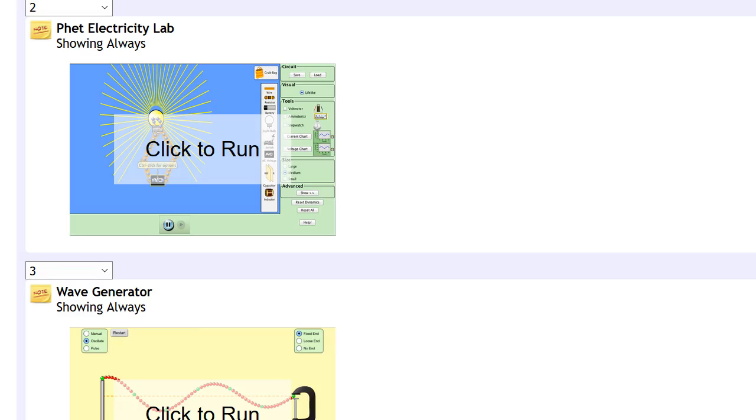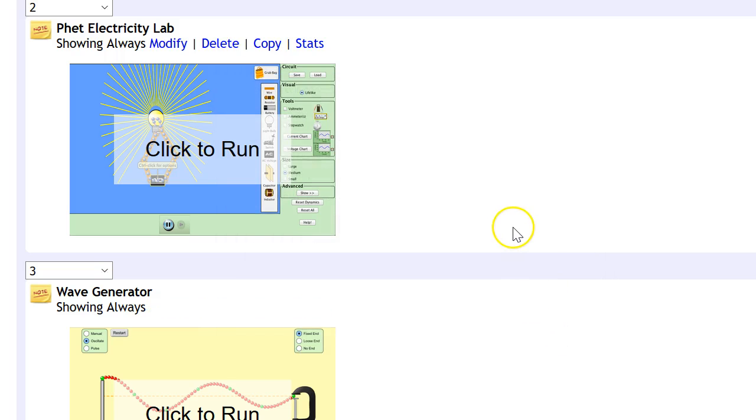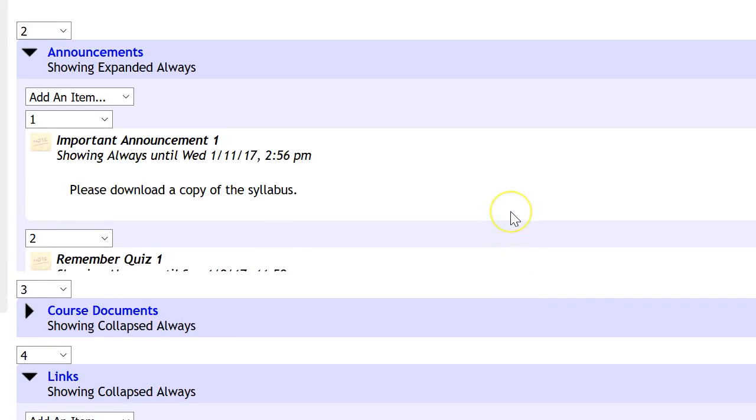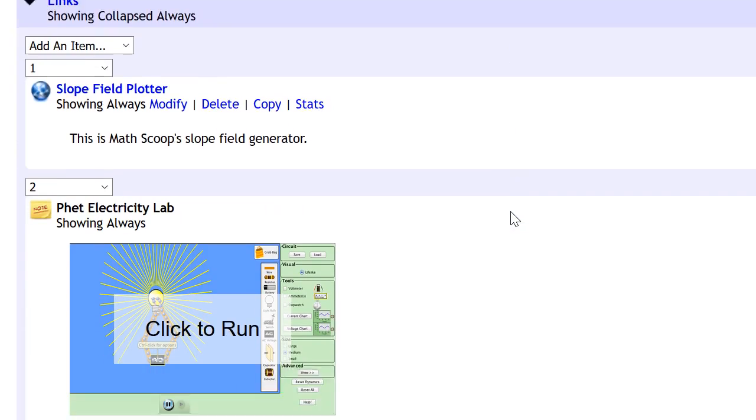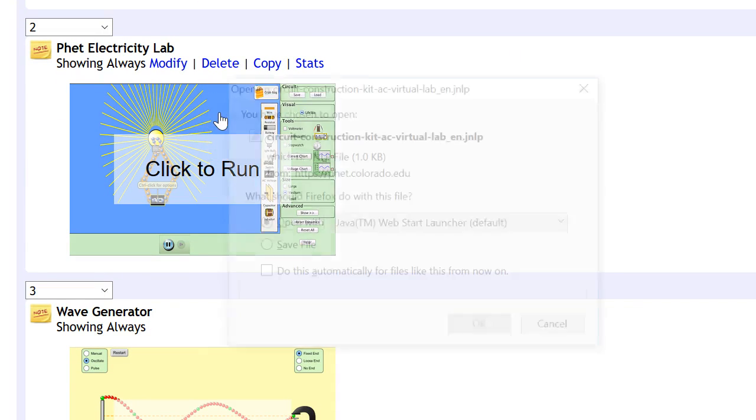Okay, now we need to look at electrical vibrations, and in order to do that, I got to introduce you to some electrical components which you may not have played with before. So let's first of all say that on the WAMAP web page, under links, there is the FET Electricity Lab. You need Java to run this.